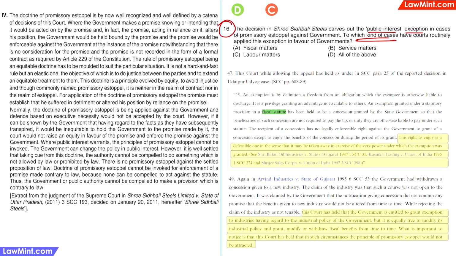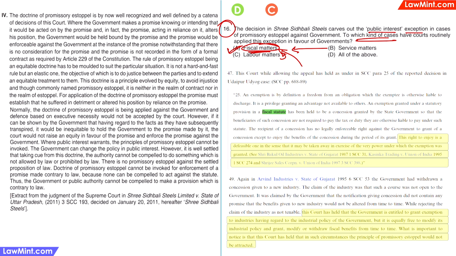It can either be to provide some tax incentives, some subsidies, some grants or loans. All of these are ultimately money related, that is, fiscal matters. Very rarely can there be any service matters or labor matters. Even service or labor matters, for that matter, are ultimately about money. So they are all fiscal matters. Which means that the promissory estoppel cases that come up in courts will be routinely about fiscal matters, and therefore the courts will routinely apply this public interest exception in such fiscal matter related cases.